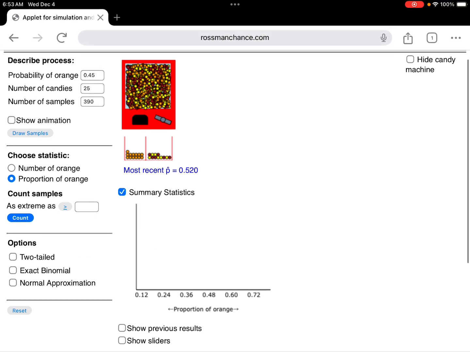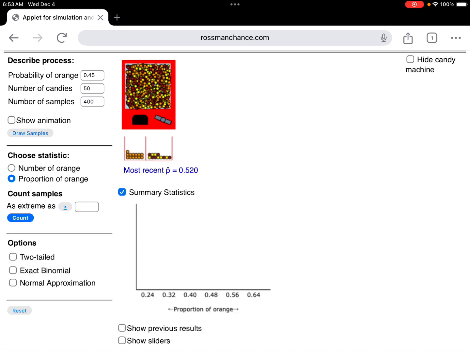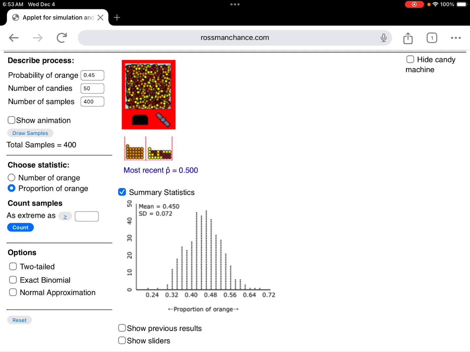Okay, great. I'm going to do samples of 50 this time. And I'm going to do 400 times, just like we did on the last one, except I'm going to do it all at once. So all I did is I kept the proportion of oranges as 0.45, but I changed the number of candies you get when you put in a quarter to 50 instead of 25. I'm not going to show animation. I want the summary statistics. Let's draw samples. Wowza. Okay, look at the mean and look at the standard deviation.